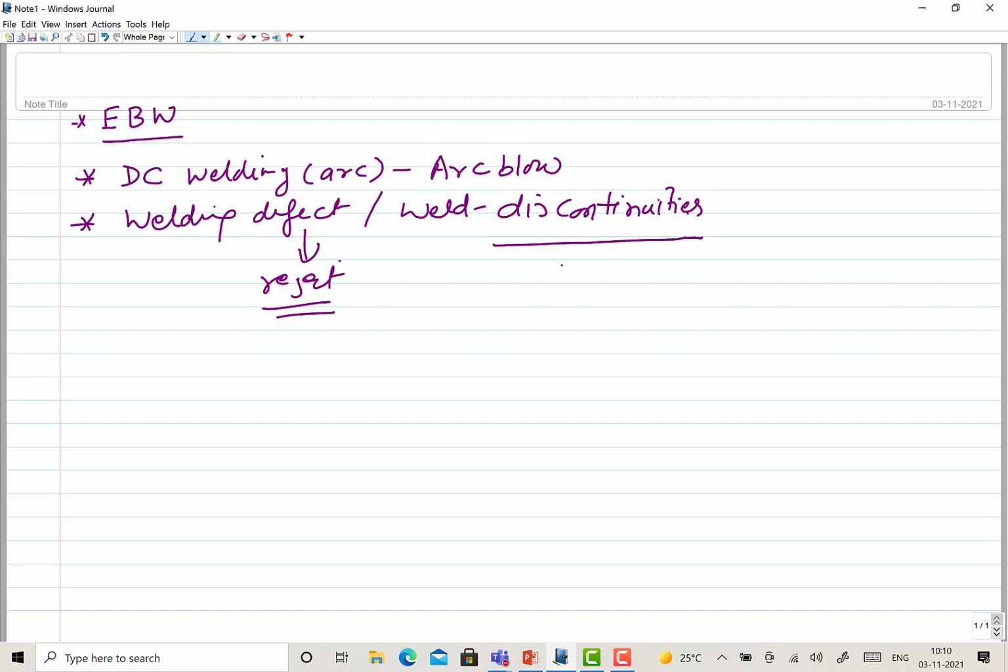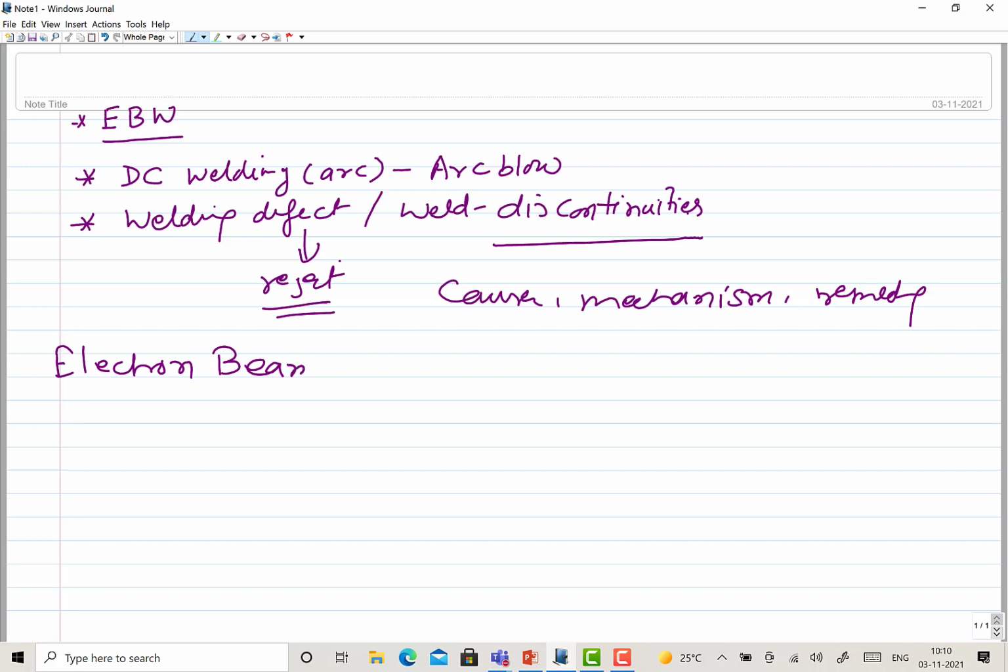So what are those discontinuities? About that we'll be talking. Basically the causes, mechanisms, and remedy of these discontinuities, that is what we'll try to talk about. Going through the first one, this is electron beam welding.